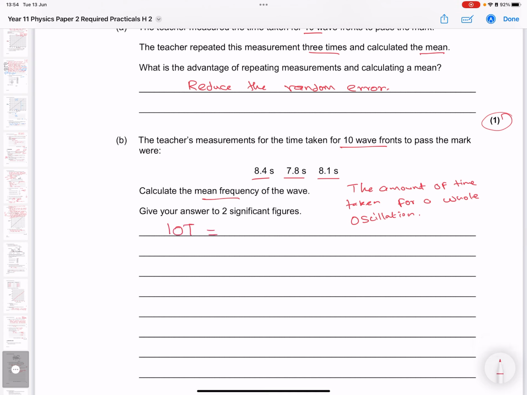T is equal to 8.4 plus 7.8 plus 8.1 divided by 3. If you do that calculation, you should get 8.1 seconds. That is for 10 time periods. So one time period is equal to 8.1 seconds divided by 10, because they found the time for 10 wavelengths. So that is 0.81 seconds.